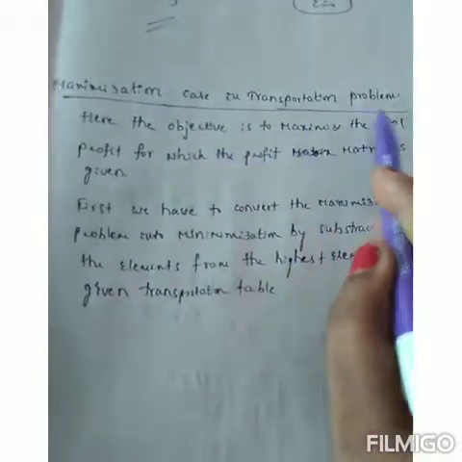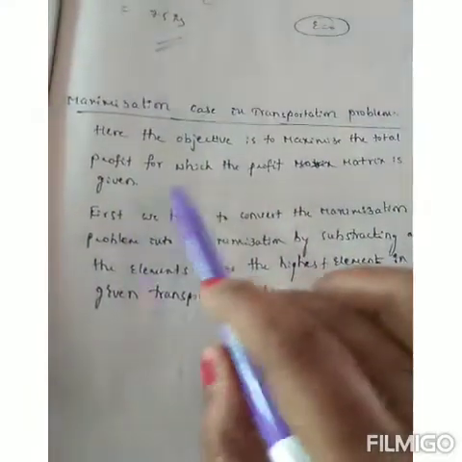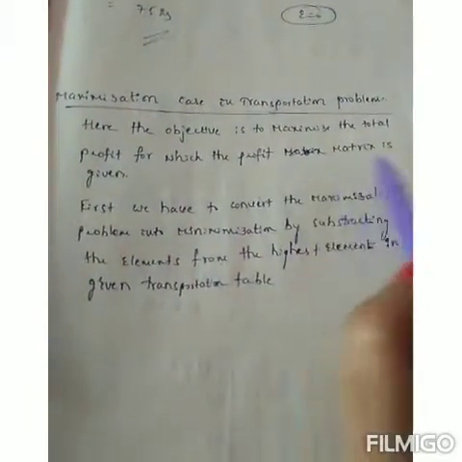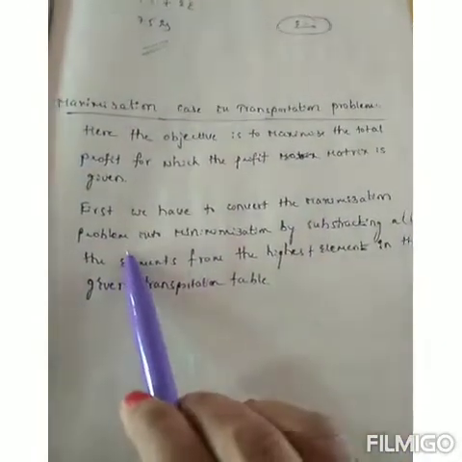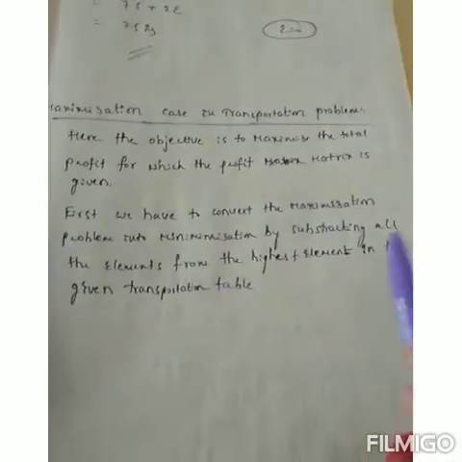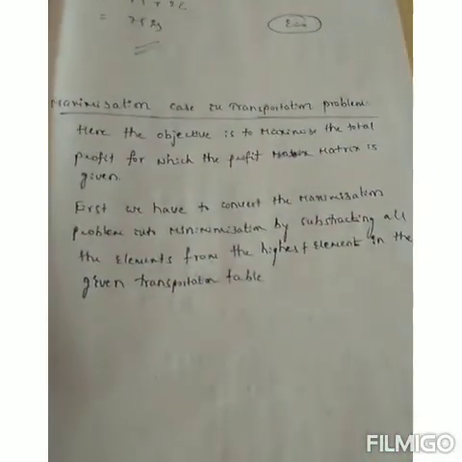case in transportation problem. Here the objective is to maximize the total profit for which the profit matrix is given. First we have to convert the maximization problem into minimization by subtracting all the elements from the highest element in the given transportation table. So what is the meaning of that?